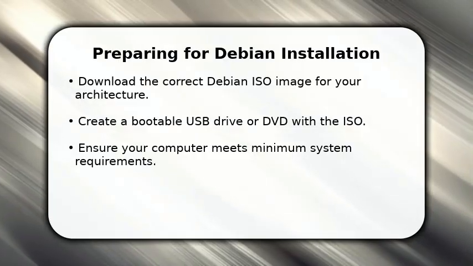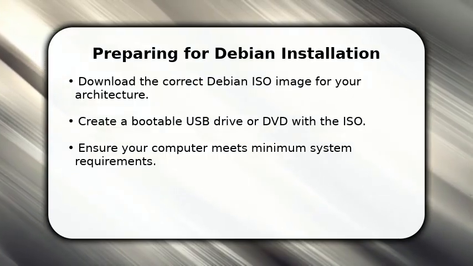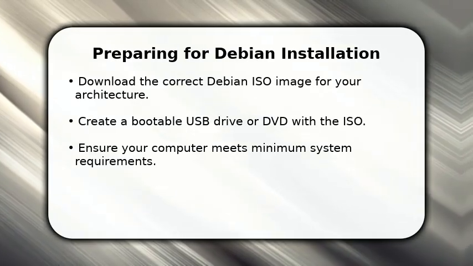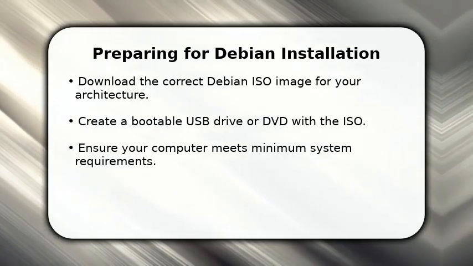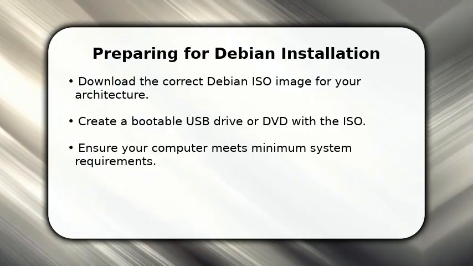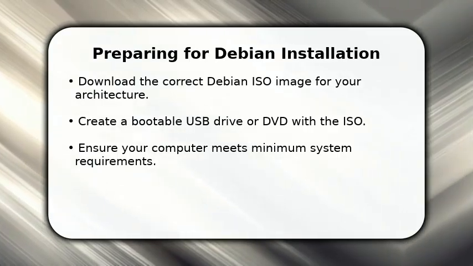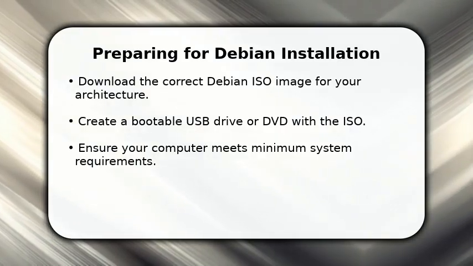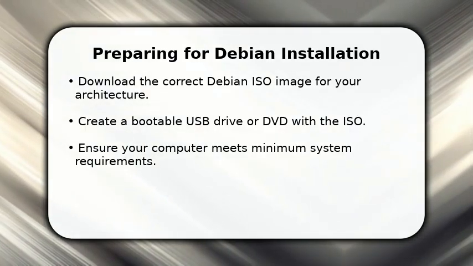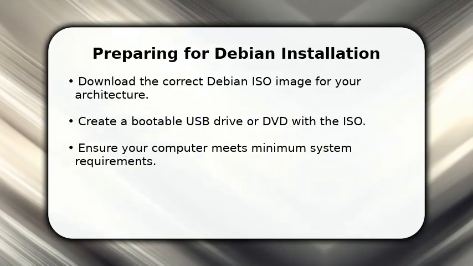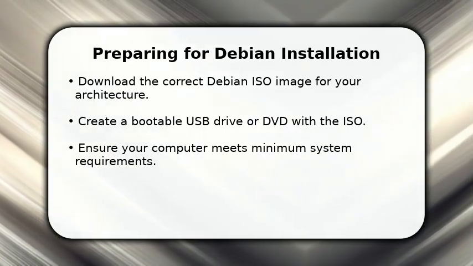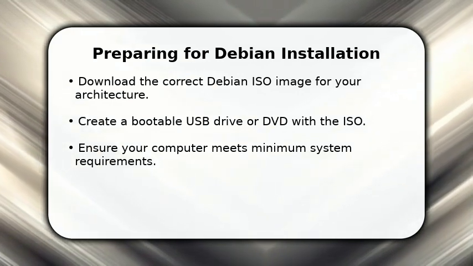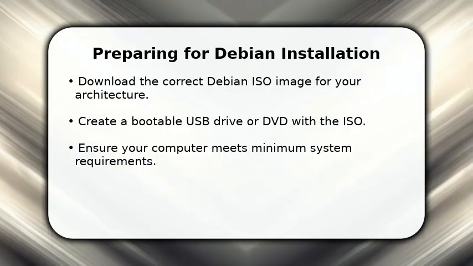In this video, I will explain how to set up Debian. First, you'll need to download the correct Debian ISO image, which is typically several gigabytes in size, for your computer's architecture. Next, create a bootable USB drive or DVD from this ISO. Ensure your computer meets the minimum system requirements, usually at least 2 gigabytes of RAM and 20 gigabytes of disk space. Finally, always back up any important data before starting the installation process to prevent accidental loss.